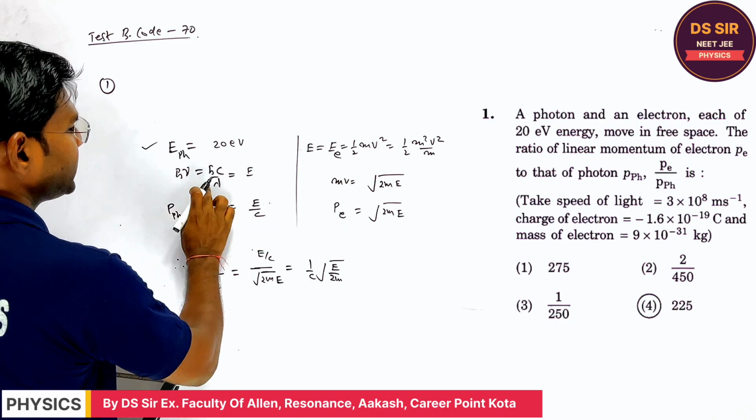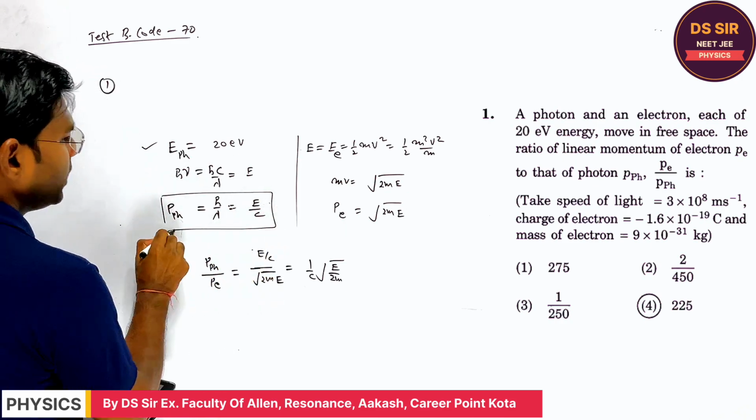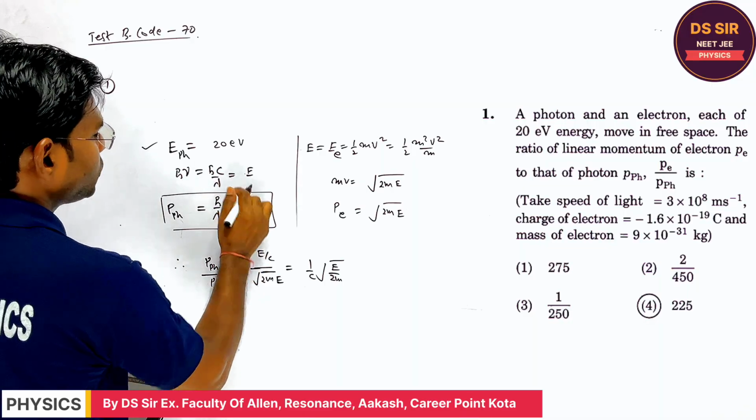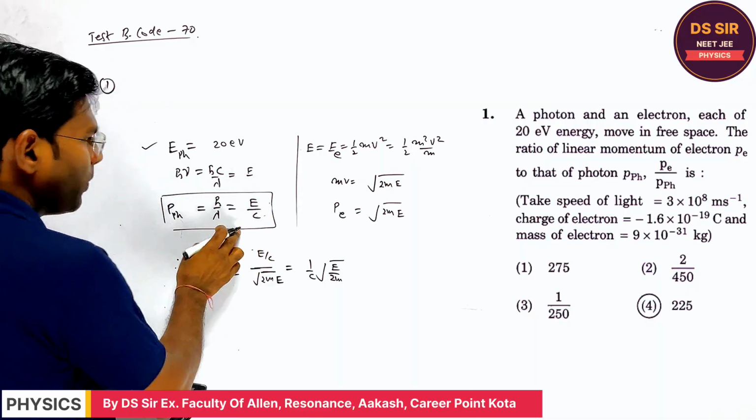E is equal to hν, which is hc upon λ for the photon, right? The momentum is what? Say h upon λ. h upon λ is equal to what? Say E by c. This is the momentum of the photon.